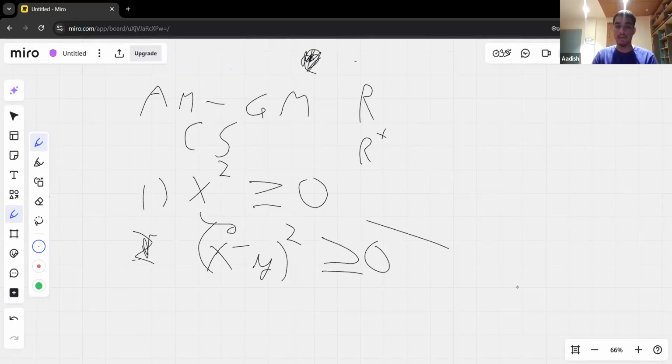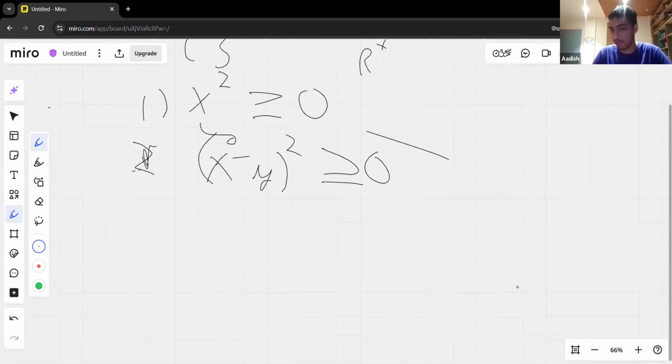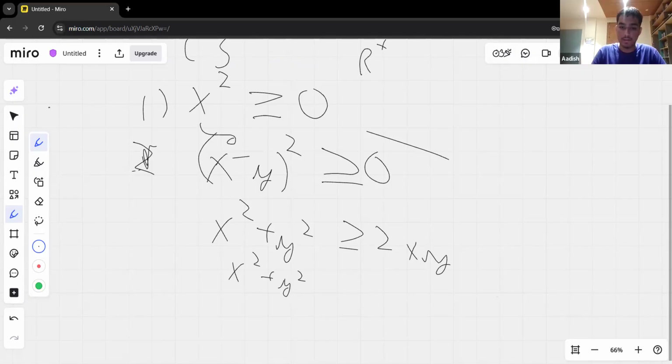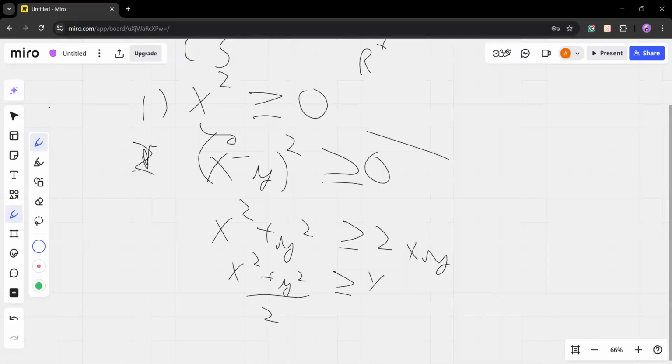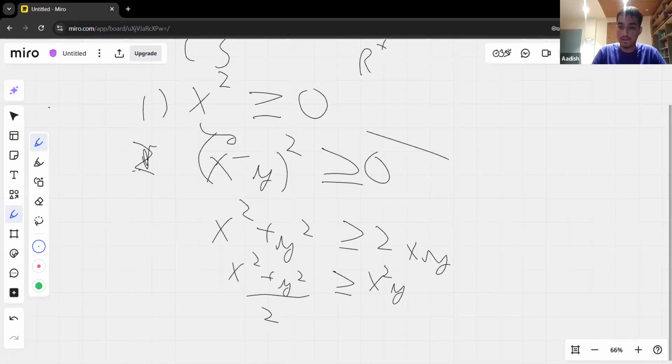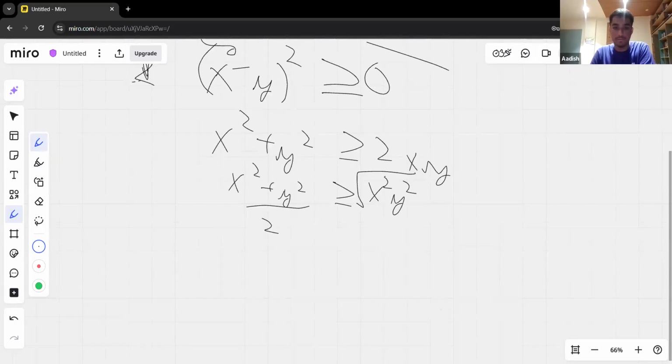Okay, so since the square of any number is positive, the square of x minus y is also positive, but non-negative. Whenever I say positive, I mean non-negative. So you can rewrite this as x squared plus y squared is greater than or equal to 2xy, which you can rewrite as (x squared plus y squared) by 2 greater than or equal to xy. I'll write this as the square root of x squared times y squared. So this is true.